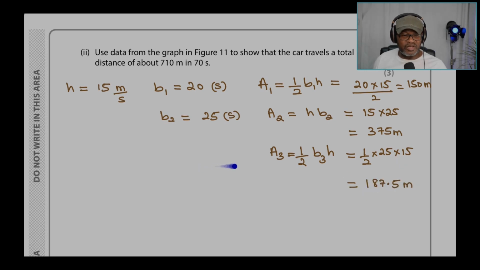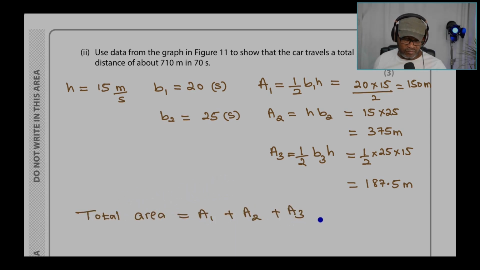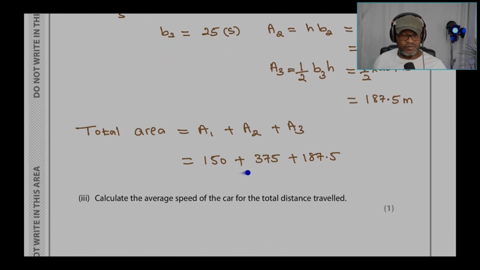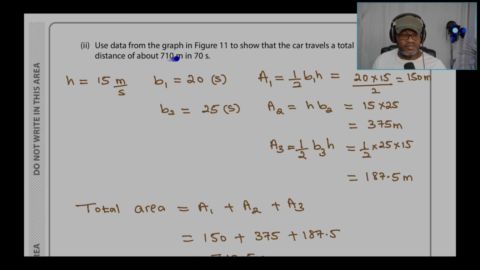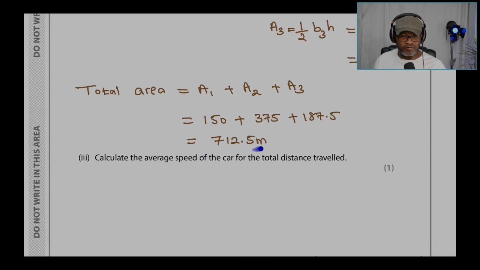So we need to find the total area now, because we need to add all 3 together. Total area will be A1 plus A2 plus A3, and that would be 150 plus 375 plus 187.5, and that came up to 712.5 meters. That's what's expected here. So about 710 meters. We go 712.5 meters. That's good.